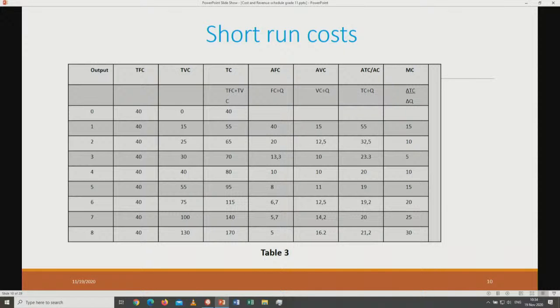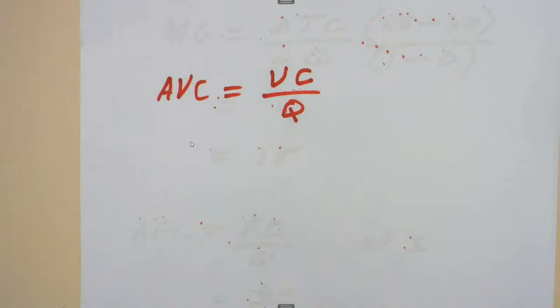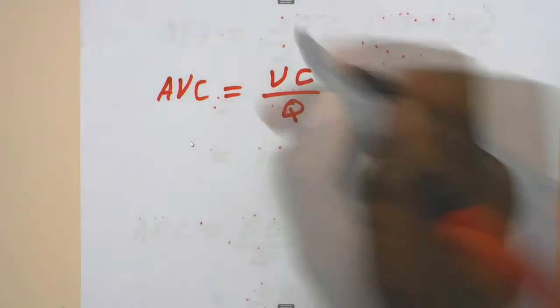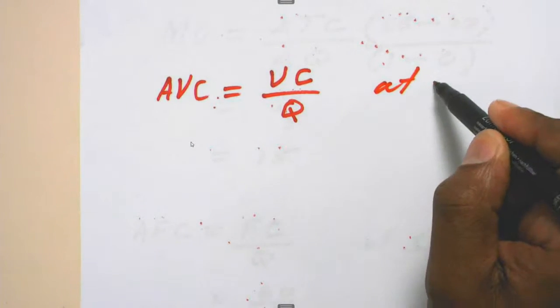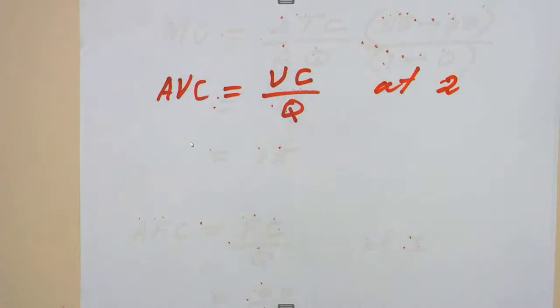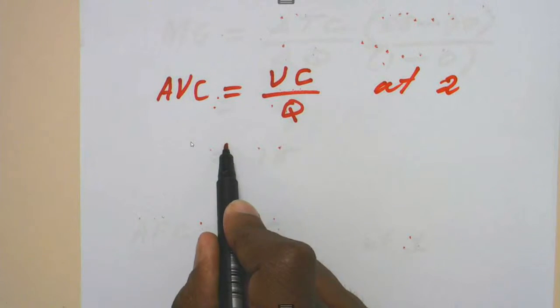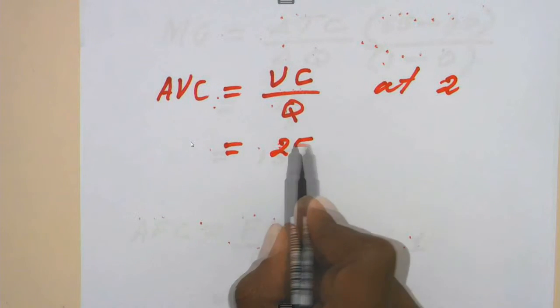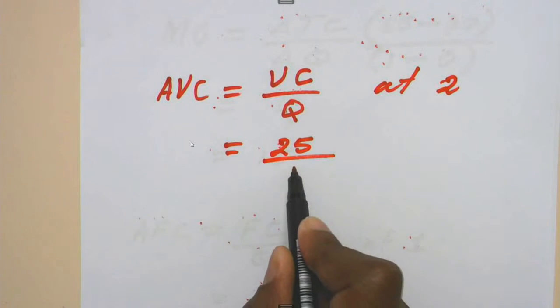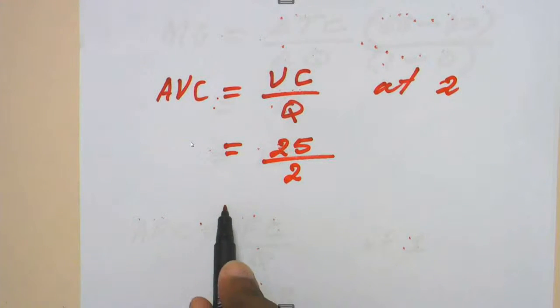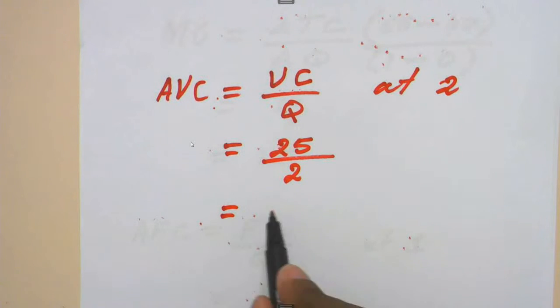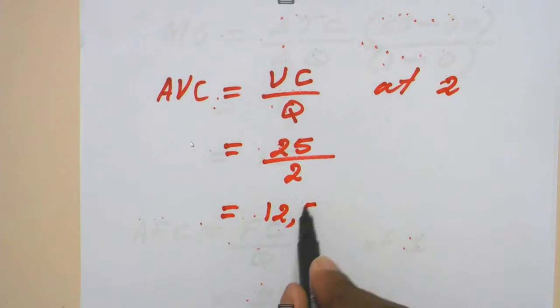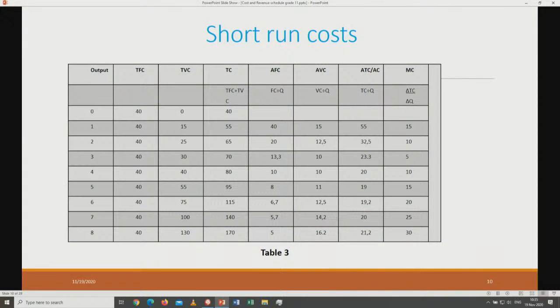So let's do the calculation quickly to show you how we do it. At output number 2, our average variable cost is equal to the variable cost there, which is 25, divided by the quantity there, which is 2. So when you divide 25 by 2, this gives you 12.5. Let's go back to the table and confirm. So there it is. Can you see? So that is how we calculate it.